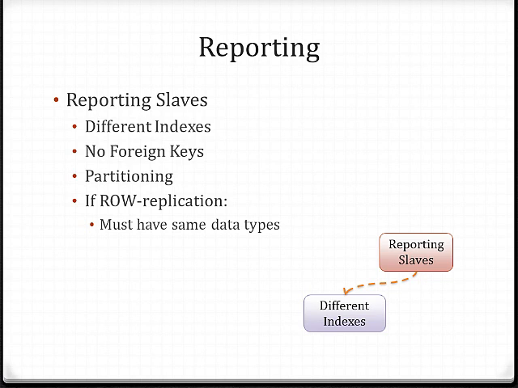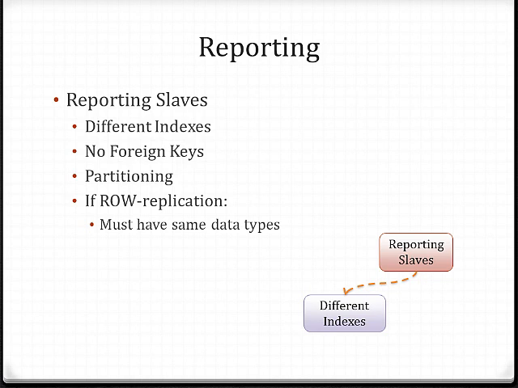The data will still travel and will still get there, even in row-based replication. But on the reporting slave, you may decide to have partitioning which is different from the master. You may decide to have indexes which are different from the master. You may decide not to have foreign keys. And it says that you must have the same data types, but again, Ben found a way that you don't have to do that.